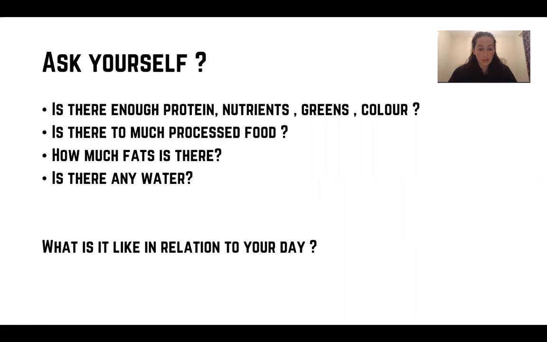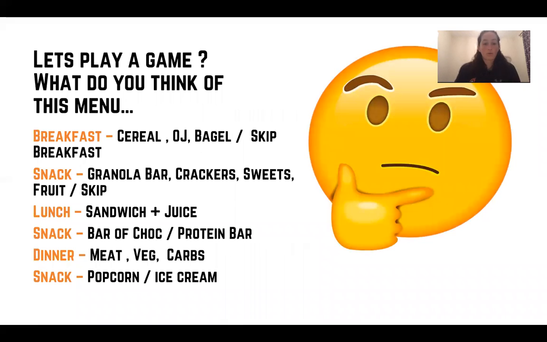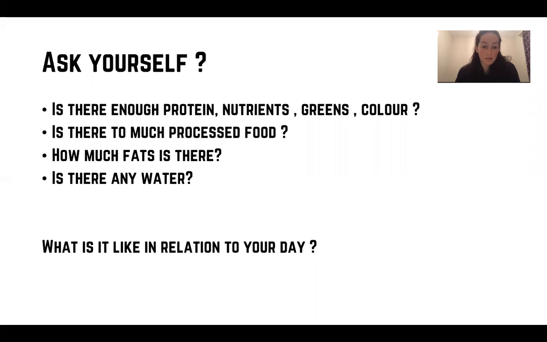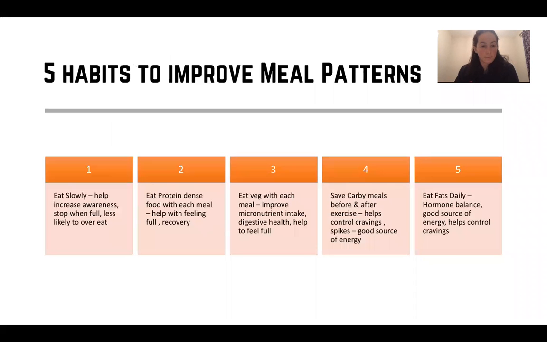And what is it in relation to your day? Look, we know there's not enough protein. It's too high in processed foods. There's not enough water. It's too much sugar. You're only having veg in one meal of your day. So in relation to your day, we need to make some changes. Here are some changes that you can implement straight away.